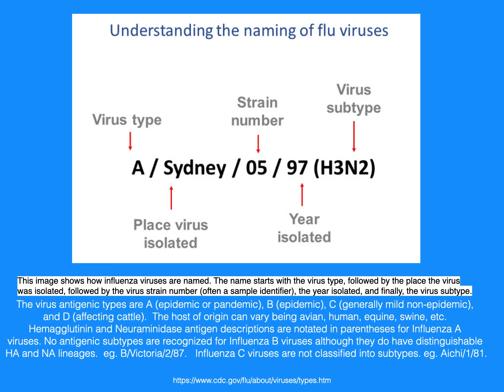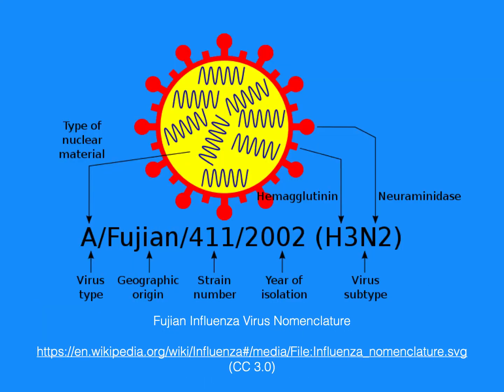Hemagglutinin and neuraminidase antigen descriptions are notated in parentheses for influenza A viruses. No antigenic subtypes are recognized for influenza B viruses, although they do have distinguishable HA and NA lineages. Influenza C viruses are not classified into subtypes. Fujian influenza virus nomenclature illustration.